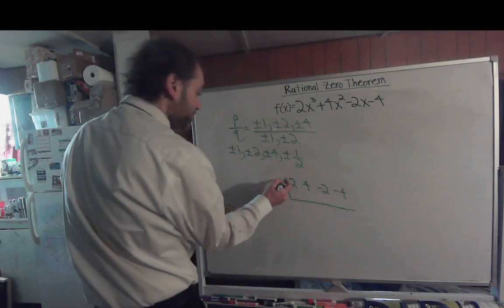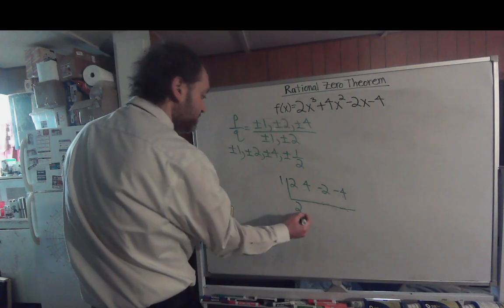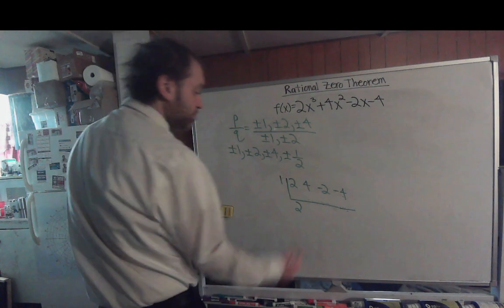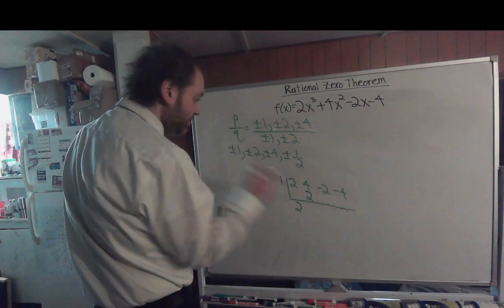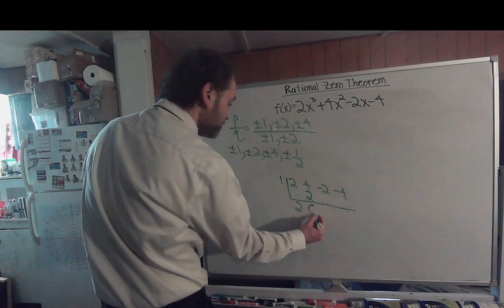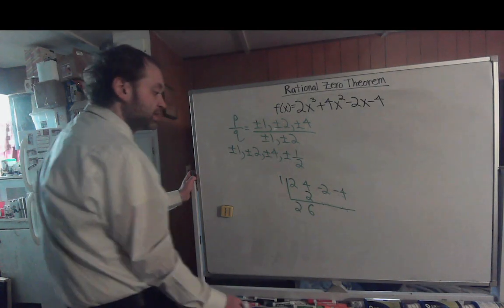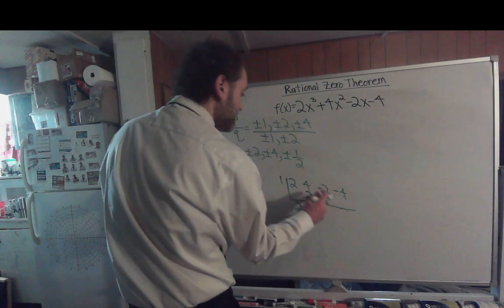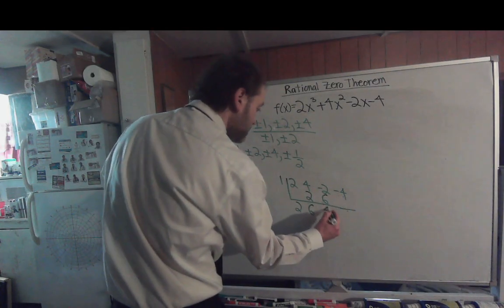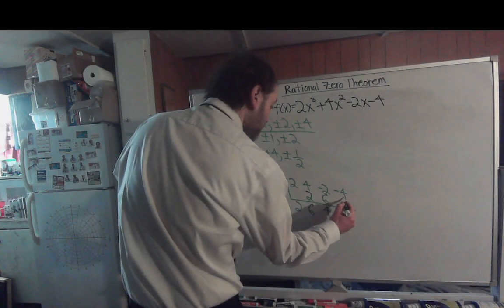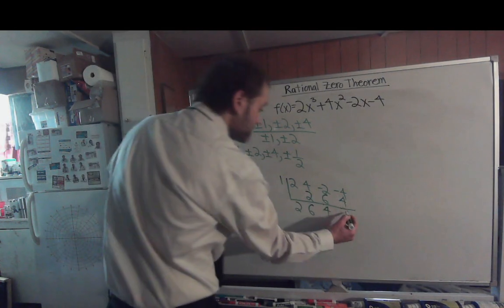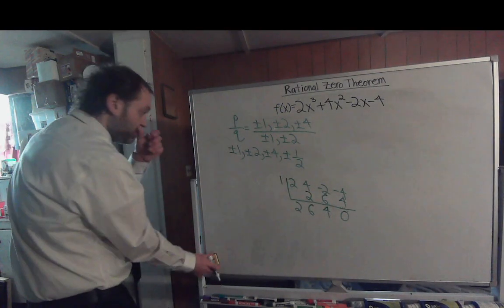All right, let's try positive 1. Bring down your 2. What is 1 times 2? Well, that's just 2. Now, 4 plus 2 is 6. What is 1 times 6? That's going to be 6. Negative 2 plus 6 is 4. 1 times 4 is going to be 4. Well, negative 4 plus 4 is 0. What do you know? We found a factor.